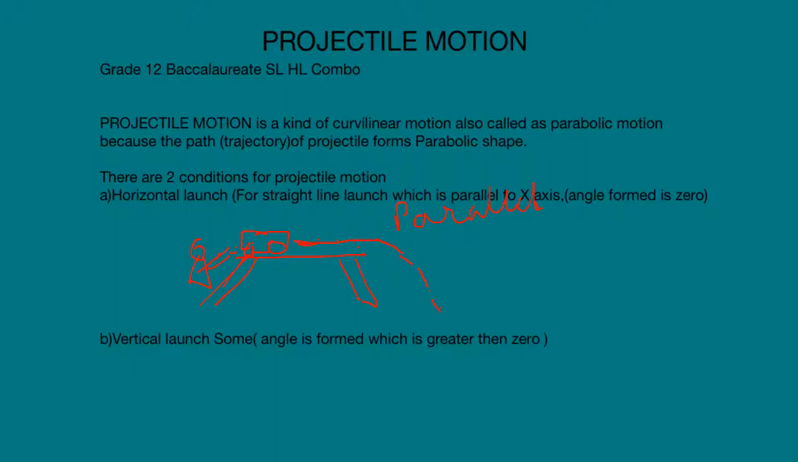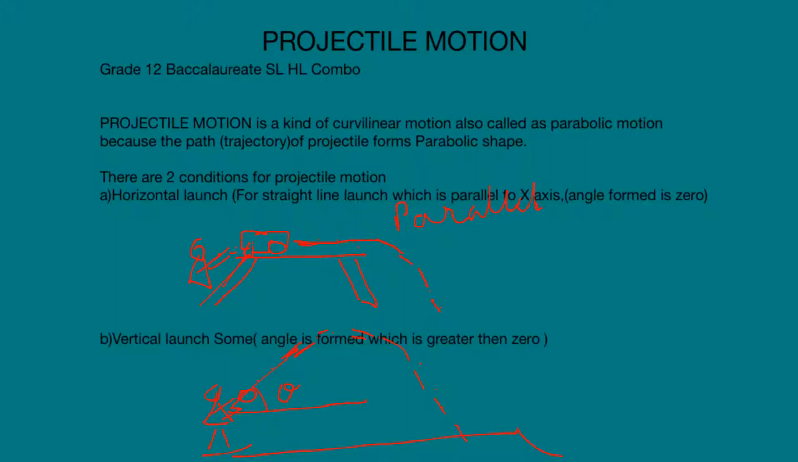Now further we will study vertical launch. What is vertical launch? In vertical launch it could be of both sides. Suppose a person is standing on a cliff and throwing a ball at some angle. So some angle is formed like this, some angle theta. He is throwing this. It will go up and then it will fall. So this type of launch is called vertical launch.